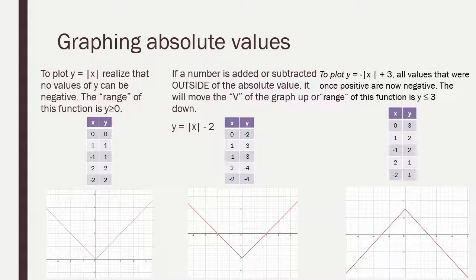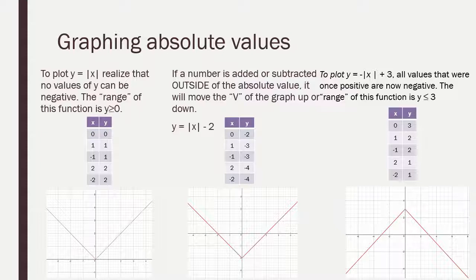There is another possibility where a V might be flipped upside down. What happens in that case is there's a negative sign in front of the absolute value markers. So even though everything inside the absolute value marker will be positive, when you apply the negative sign outside of that, it will always be negative.